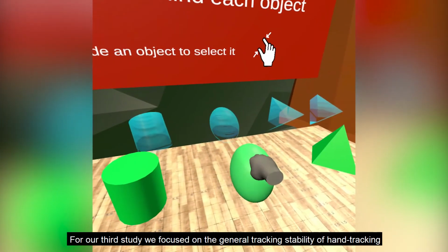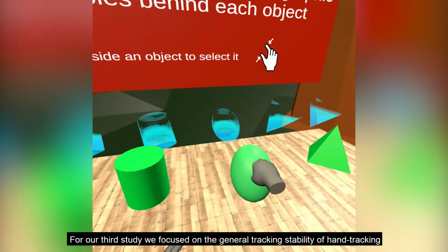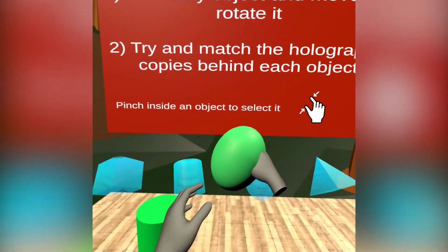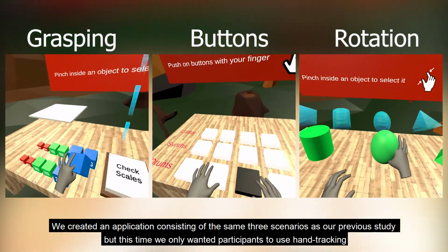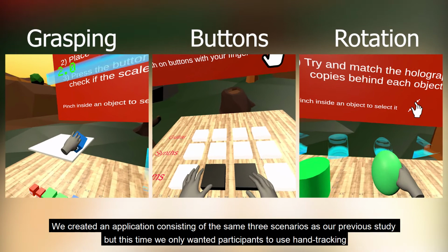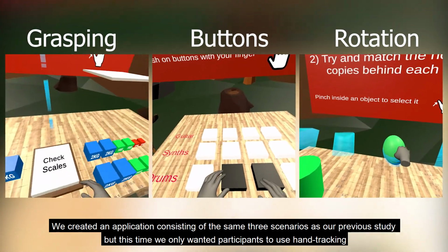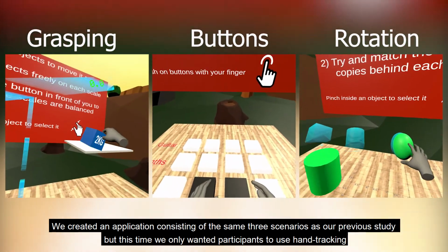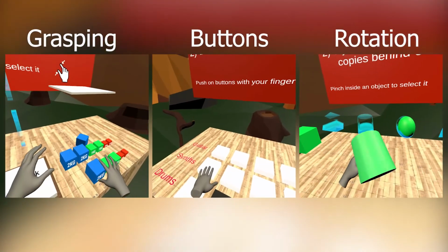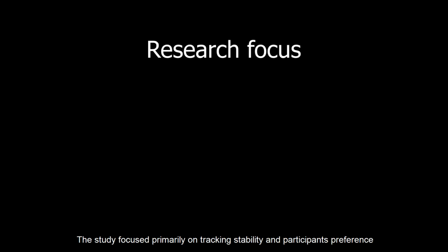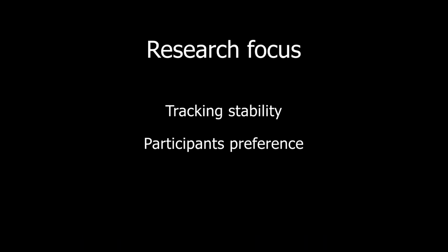For our third study, we focused on the general tracking stability of hand tracking. We created an application consisting of the same 3 scenarios as our previous study, but this time we only wanted participants to use hand tracking. The study focused primarily on tracking stability and participants' preference.